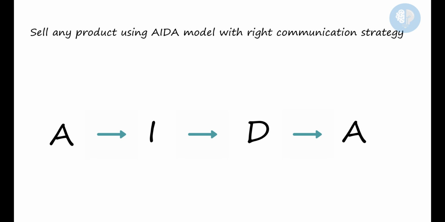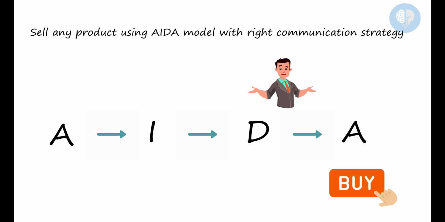These are the four stages which will help you to sell any product or service to your customer with right communication strategy. Consumers keep moving from one stage to another. So if he is in desire stage, he can move back to interest stage and then again move back to desire stage till the final purchase happens.